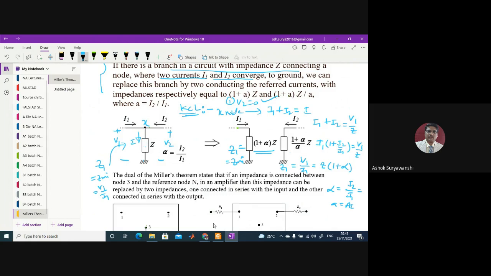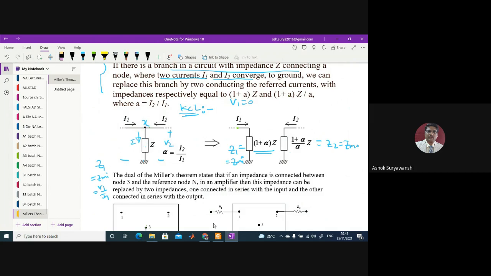Similarly, if you want to understand what is this 1 plus alpha upon alpha into Z, so this is Miller's output impedance in case of the Miller's dual theorem. So here the value of this particular is Z2, which is ZMO, Miller's output impedance. So how to find out? We can use again KCL, but with what condition? Here we have to consider V1 as 0. If V1 is 0, naturally it is going to be short on this side. And now we have to understand what will be the impedance seen from this side, say it is Z2, or ZMO.